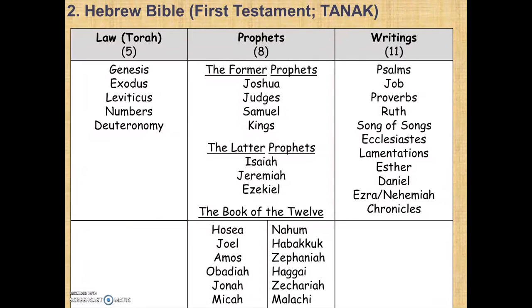The Book of the 12 is considered one book. And so when I say at the top that there's only 8 prophets, that's because the Book of the 12 are all combined together and counted as one.